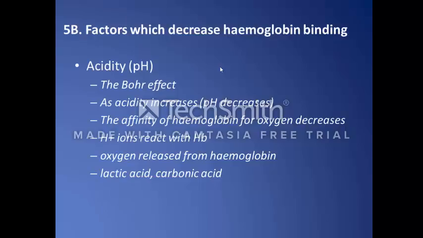Factors which will decrease haemoglobin binding include acidity. This is known as the Bohr effect, and as acidity increases, i.e. the pH decreases, the affinity of hemoglobin for oxygen decreases. This is because hydrogen ions will react with hemoglobin, causing oxygen to be released. This creates a buildup of either lactic acid or carbonic acid.